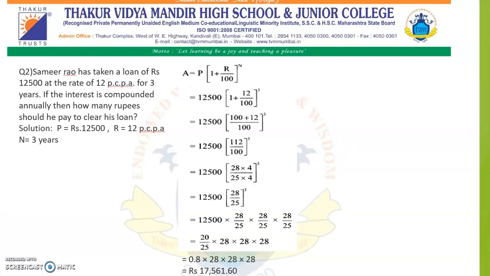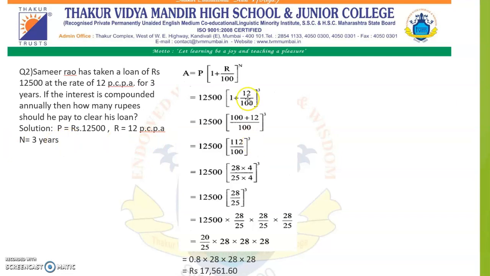622.50. Now the same way the next sum: Samira Rao has taken a loan of rupees 12,500 at the rate of 12% per annum for 3 years. If the interest is compounded annually, then how many rupees should he pay to clear his loan? Principal given 12,500, rate given 12% per annum, and time period is given how many?